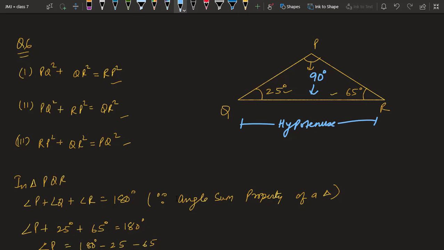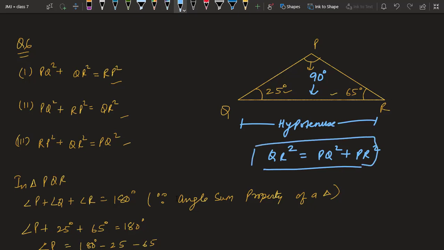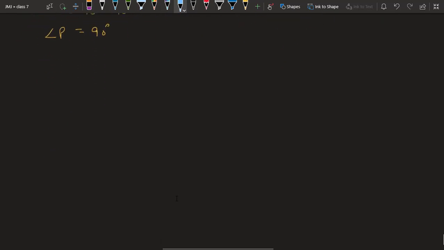Now we all know by Pythagoras theorem QR square is equal to PQ square plus PR square. And let us check which relation is given like this. This is saying RP square, wrong, PQ square, wrong. So this is the right one. This is true because it follows this triangle. Okay. Now next question. Question number 7. Find the perimeter of rectangle whose length is 40 centimeter and diagonal is 41 centimeter. So first let me draw a rectangle.